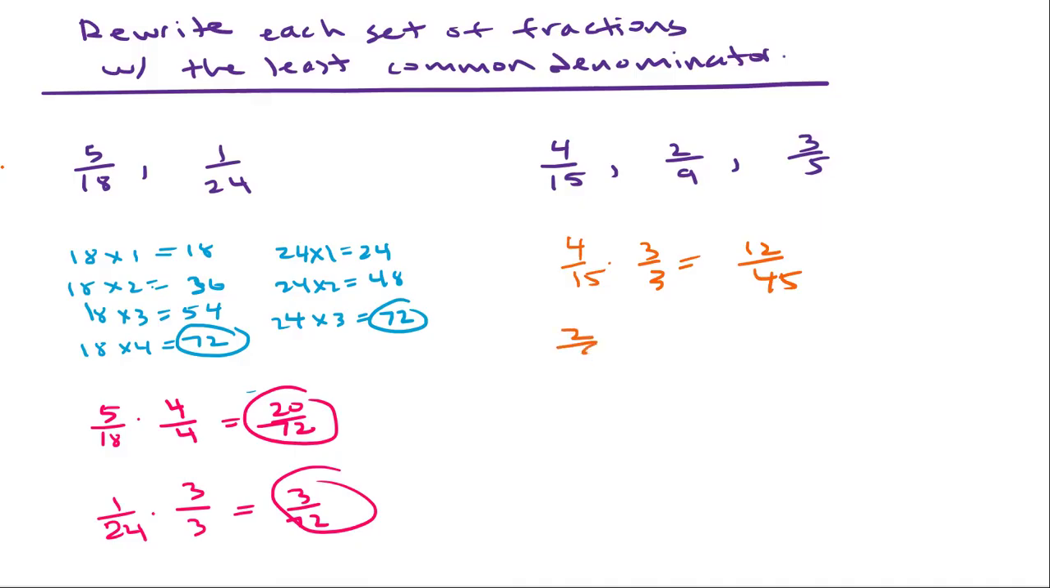I do the same thing for 2 ninths. 2 ninths, multiply that by 5 over 5. That will give me 10 over 45. And then same thing for the last one, 3/5, multiply that by 9 over 9. Okay, and that will give me 27 over 45. Right, so that's our answer there. We have rewritten each term with the least common denominator.